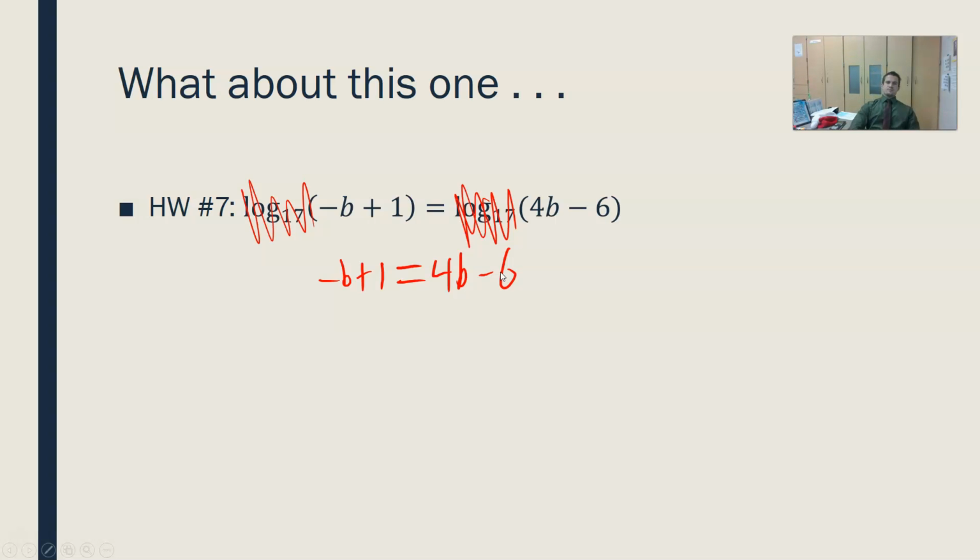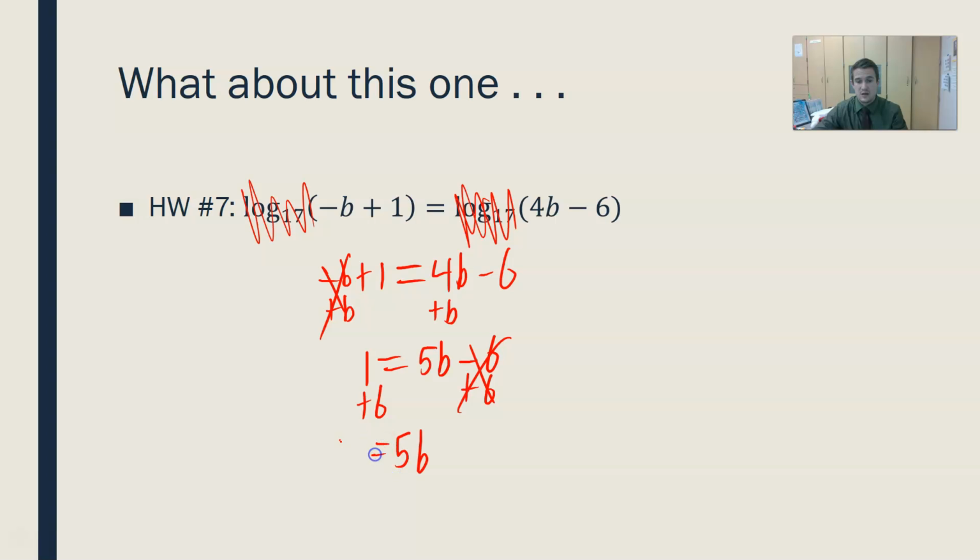Okay, let's go ahead and solve for b. I'm going to add 1b on both sides, which gives me 1 equals 5b minus 6. Then I'm going to add 6 on both sides. This is kind of nice. This isn't even a quadratic. I don't even need to factor. I end up with 5b equals 7. Then when I divide by 5, I get b equals 7/5.